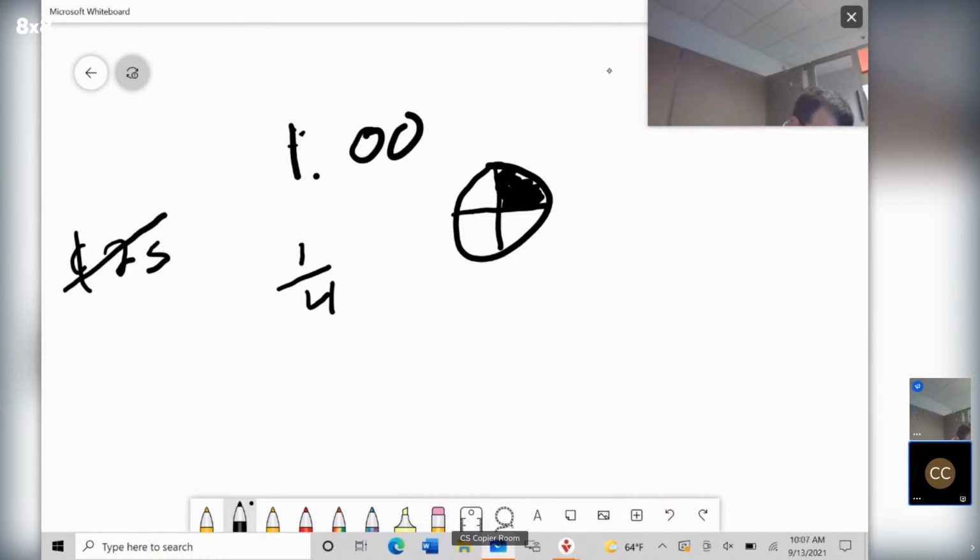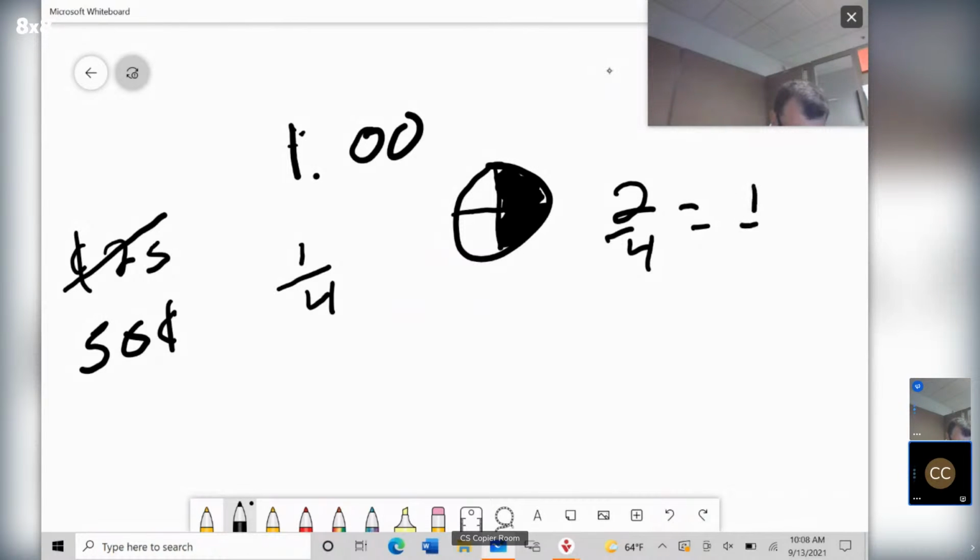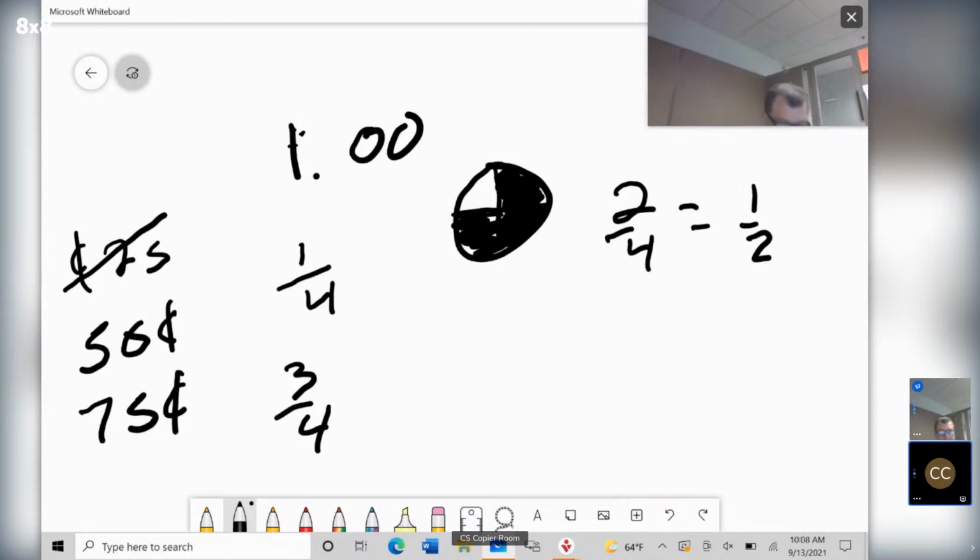If we had 50 cents, that would be 2/4 of a dollar, or 1/2. So that would be 2/4 or 1/2. Okay. If we had 75 cents, 75 cents would be 3/4 of a dollar.